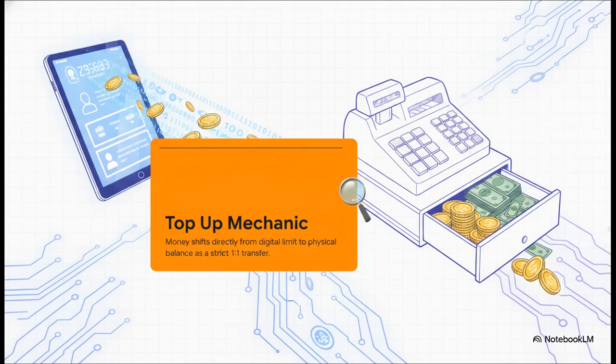The crucial point here is this fundamental rule we call the top-up mechanic. Every single time a deposit is accepted, the money simply shifts states. It moves directly out of your digital limit and transforms into your physical balance. It's a strict one-to-one transfer from the digital world straight into the physical drawer right in front of you.